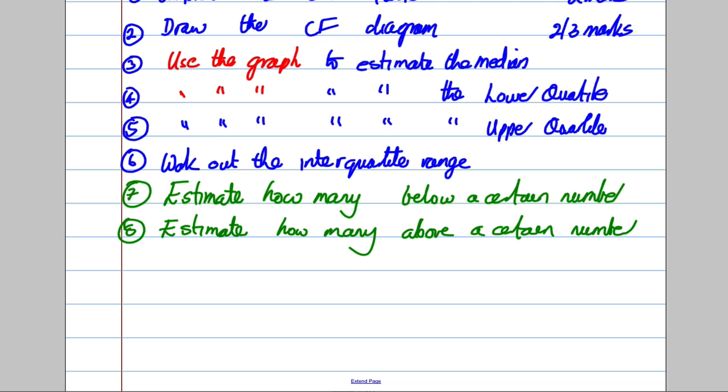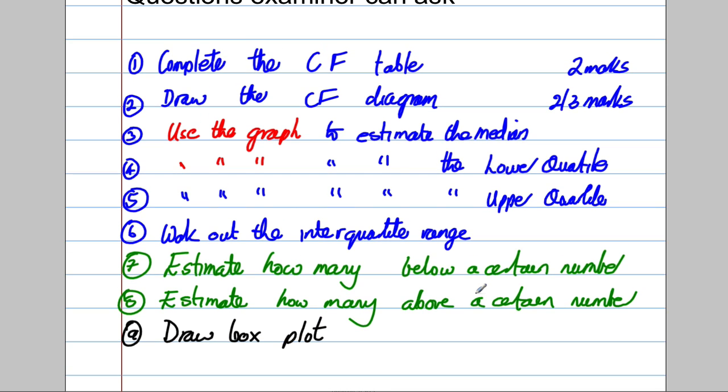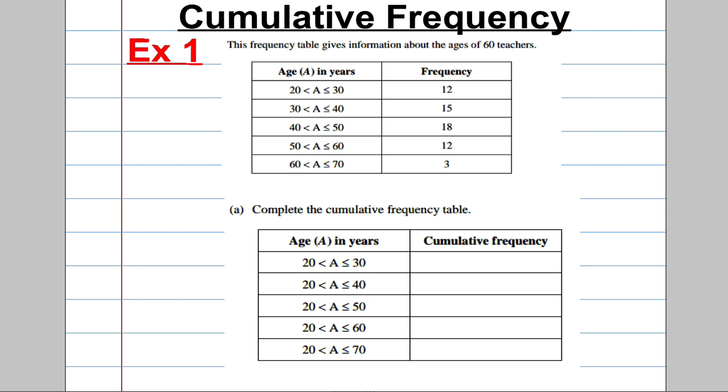And the very last thing they can get you to do is draw a box plot, which will be in the next video, so I'm not going to cover that in this video. Draw a box plot using your cumulative frequency diagram. So that's basically everything they can ask you. I'm going to show you an example that covers the whole lot apart from the box plot, then I'm going to let you do the exam questions. So let's have a go.